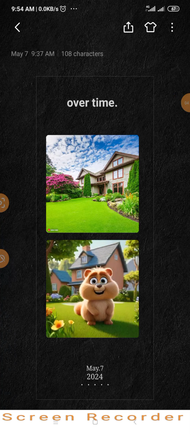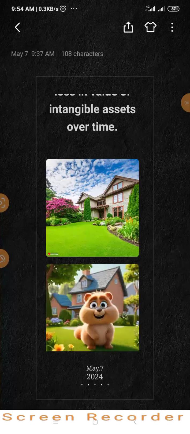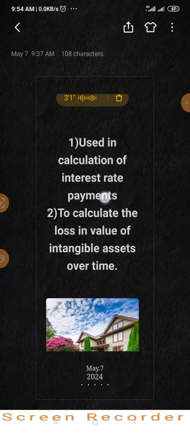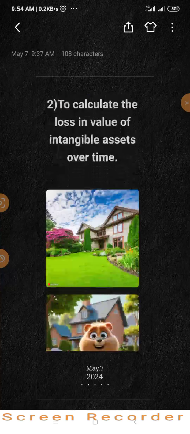Yes, and that is it. So you can now go further and do more research. You can visit accounting books. You can go to Google and try to understand the meaning of amortization and try to compare it with depreciation as well.